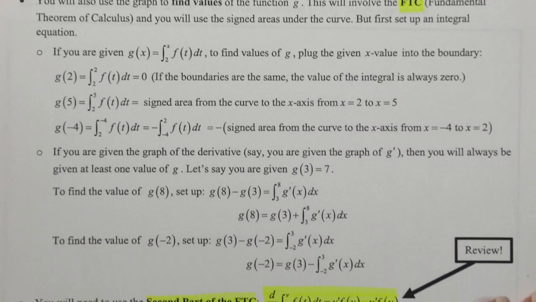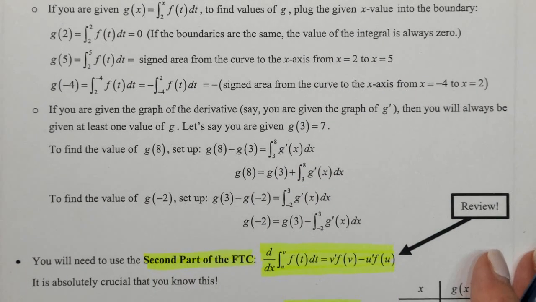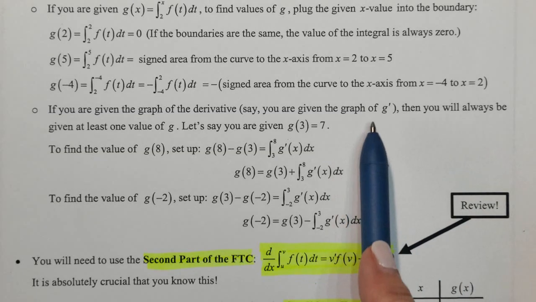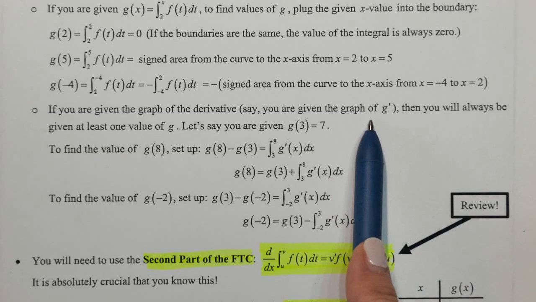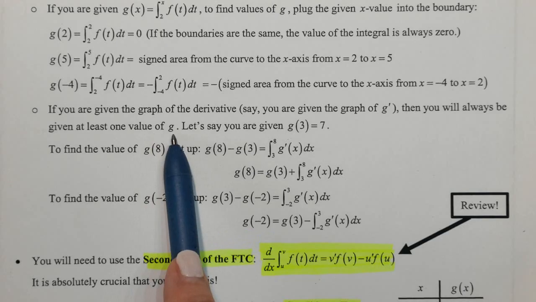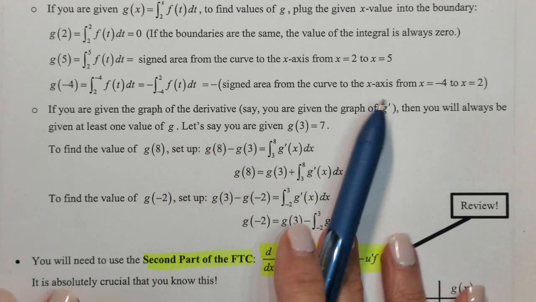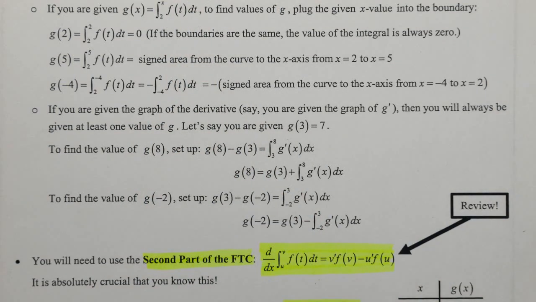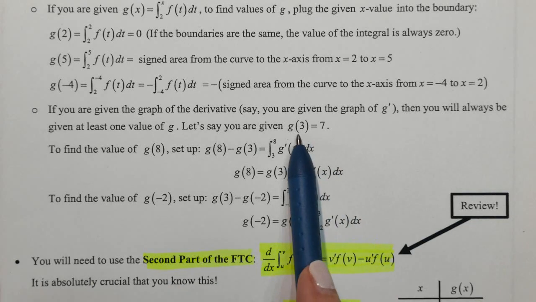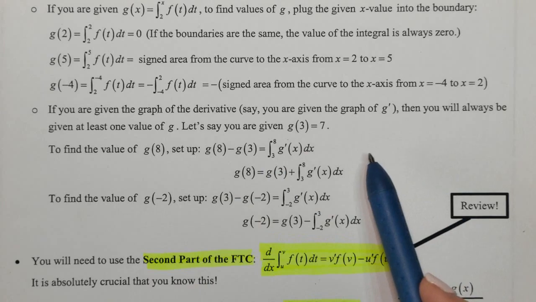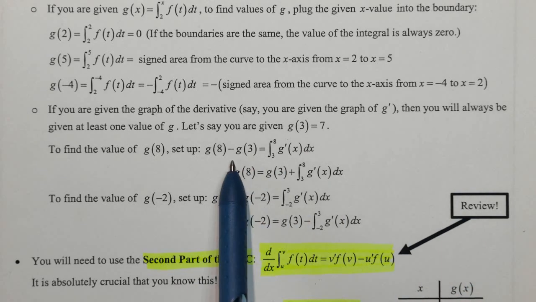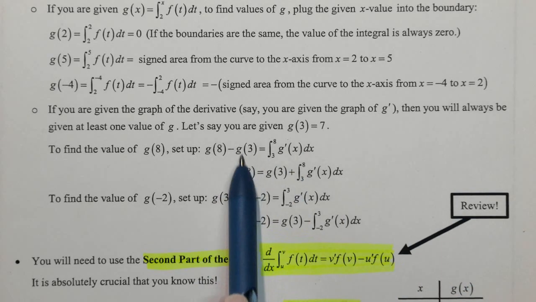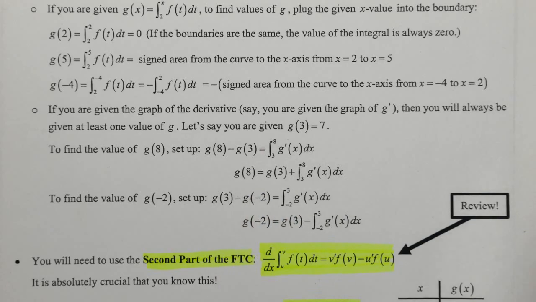Okay. If you're given the graph of a derivative, then you'll always be given at least one value of G. So if they don't give you the problem like this, if instead they just tell you this is the graph of G prime, then they have to give you a value of G if they want you to find other values of G. Okay, and you will set up the fundamental theorem for that.